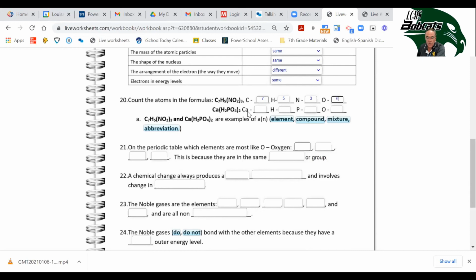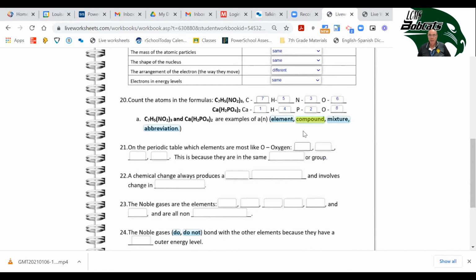On this one, there's 1 calcium. 2 times 2 is 4 hydrogens because the 2 goes to everything inside the parentheses. There's a 1 here by the P, so 2 times 1 is 2. And then 2 times 4 is 8. Okay, these two things with formulas, they are not elements. There's different elements in the formula, carbon, hydrogen, nitrogen. They are a compound. They are not a mixture, and they are not an abbreviation.